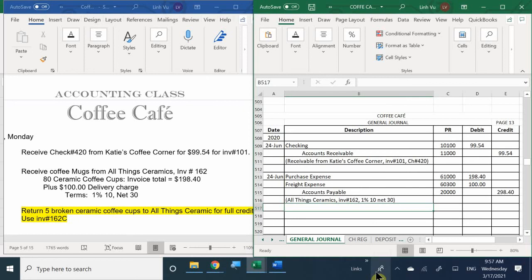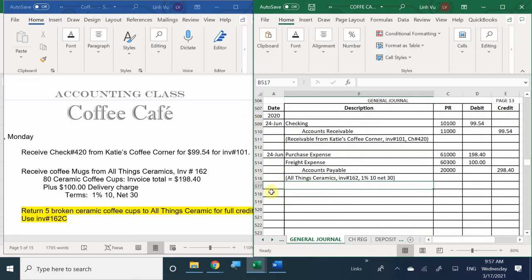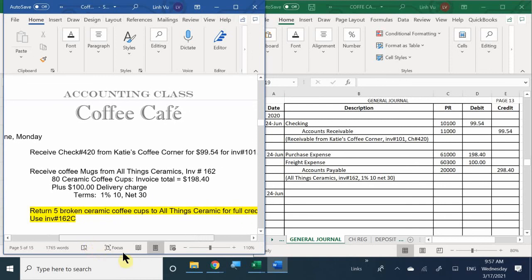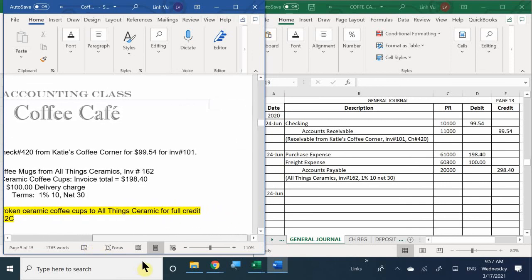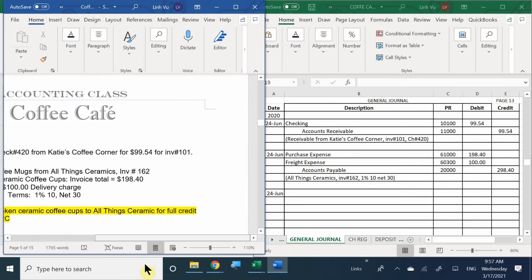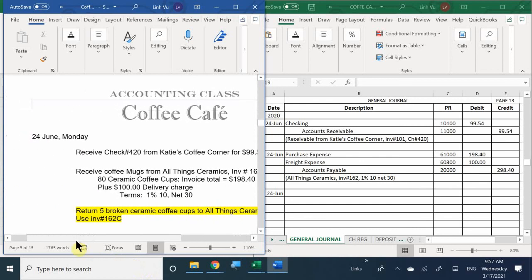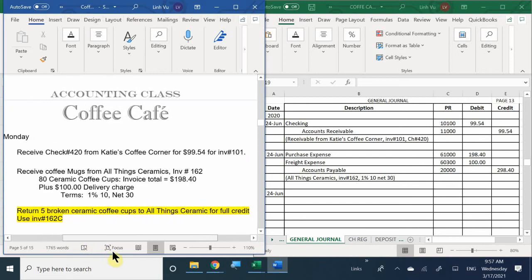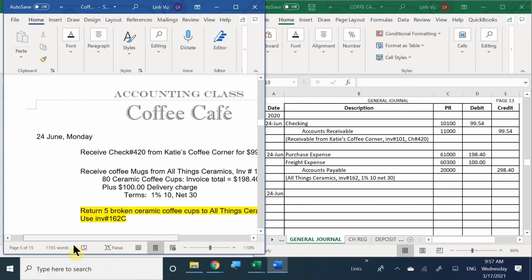So what is next? Okay, what happened here? No, we returned some broken cups. Yes. We opened up all the boxes to ensure that they're all good, and we found out 5 of them were broken, so we requested a full refund.